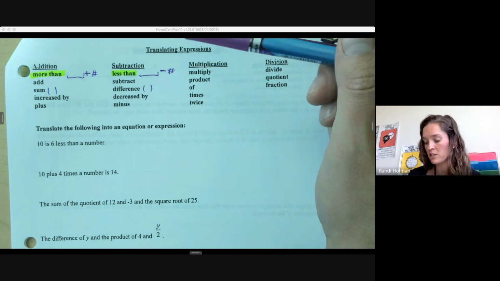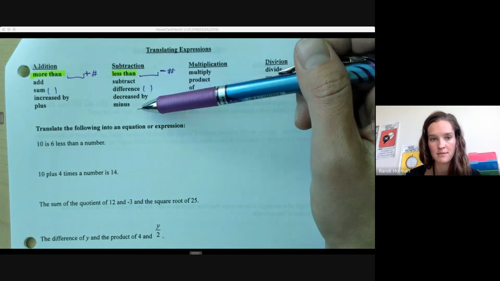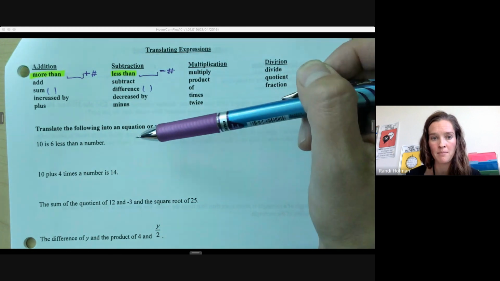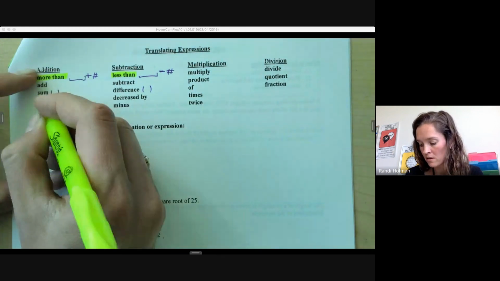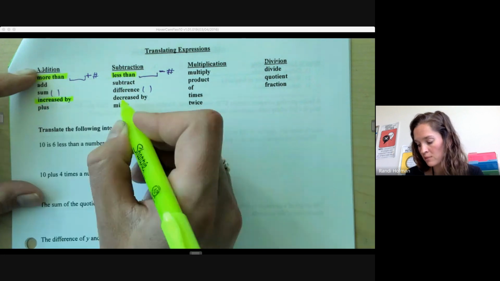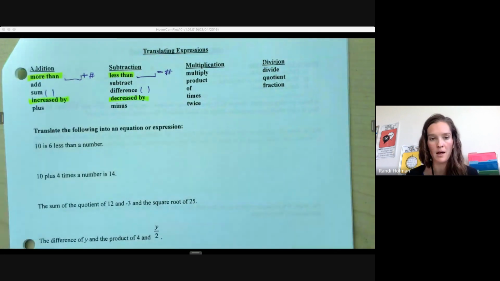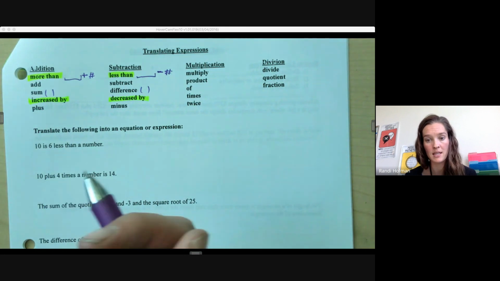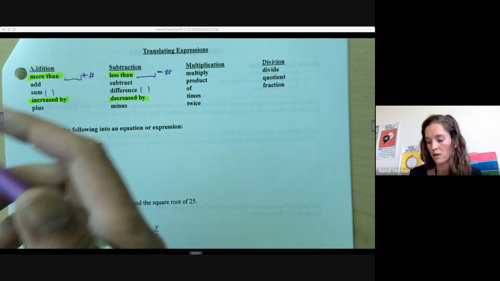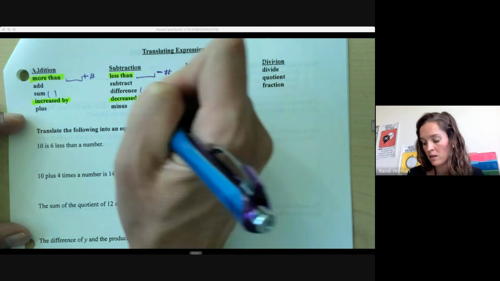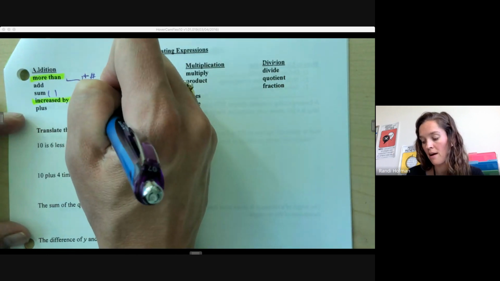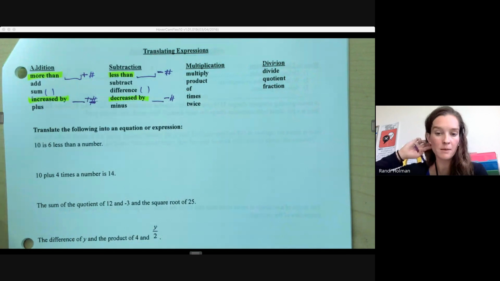So the other subtraction words: subtract, difference, decreased by, minus, increased by, these two as well. If it's increased by or decreased by, that's also a good hint that it's decreased by something. We're going to put that at the end. Something is decreased by a value. Something is increased by a value, to keep those in mind.